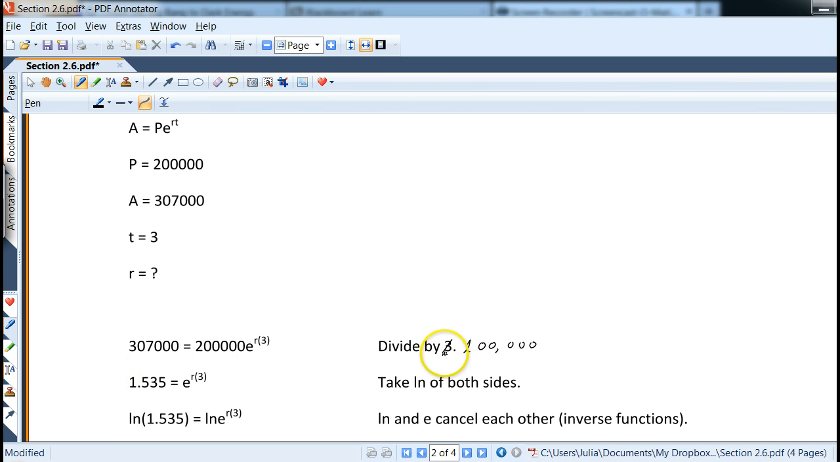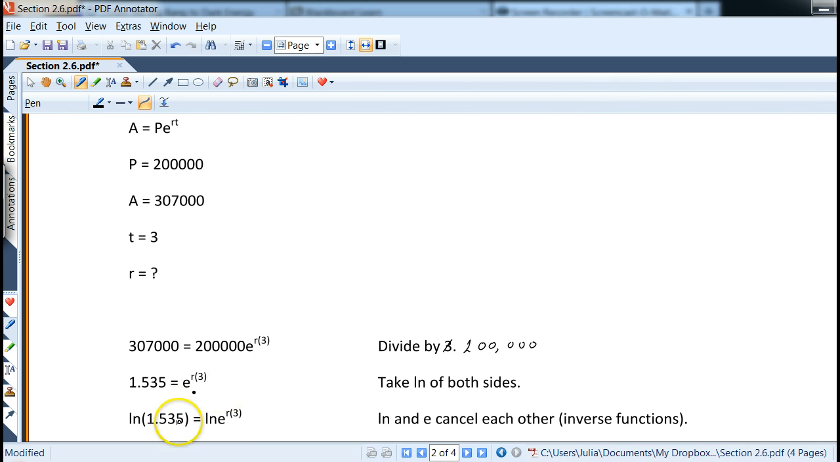So I fixed this minor typo. We're supposed to divide by 200,000 first. So what I got was 1.535 equals e to the r times 3. So then we're going to have the exponential. And how do we solve it?